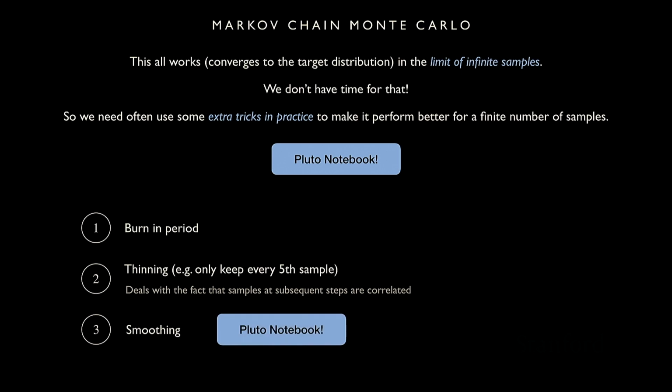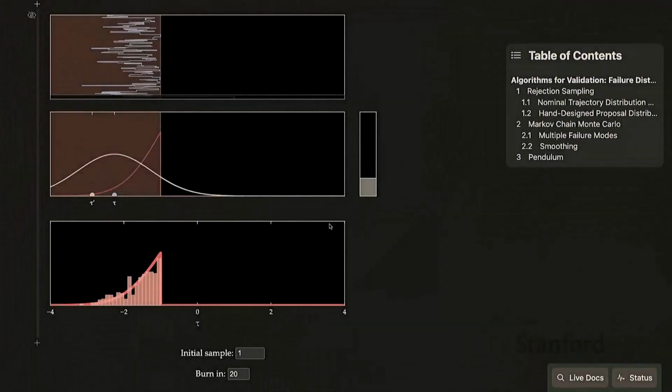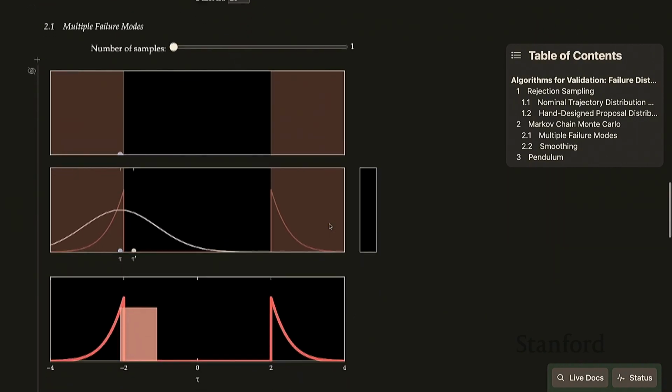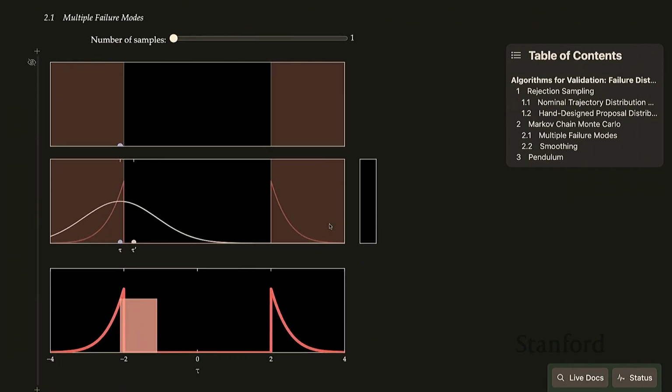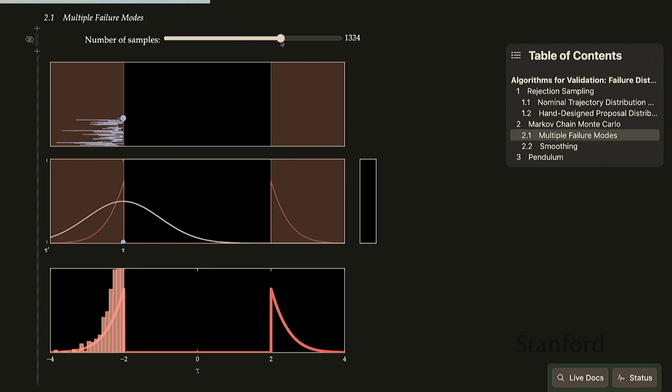So let me go back to the Pluto notebook and explain this again and show you what the problem is here. Let's now imagine that we have multiple failure modes. So now we're saying that our sample is going to be a failure if we sample something that's too low, and also if we sample something that's too high. So we have these two distinct failure modes, and then 0 likelihood for our failure distribution in the middle. Let's see what happens if we try to apply MCMC to this.